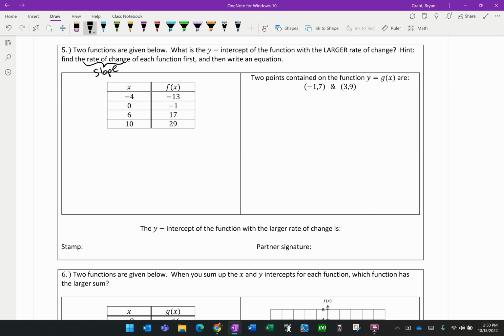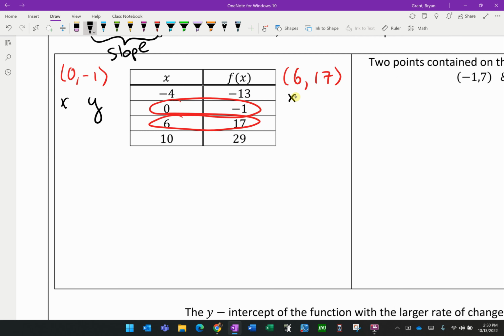So slope-wise, I'll do the same thing that I did before. I'll take the 2 biggest points. It's probably easier, honestly. Let's do the easier way. It's probably easier to take the 2 smaller points when you're doing all this math here. So we have the point 0, negative 1, and also the point 6, 17. I'll label my points x, y. First x, first y. Second x, second y. And now we find our slope.